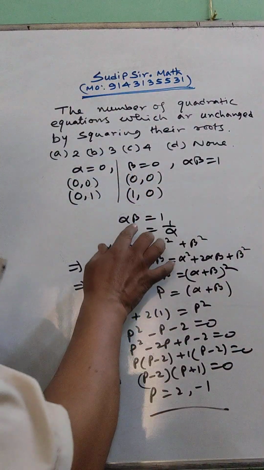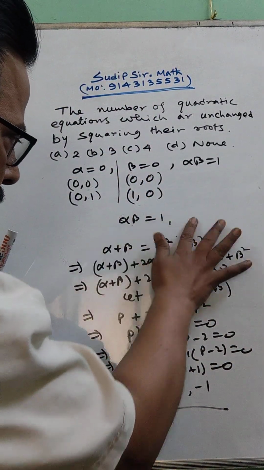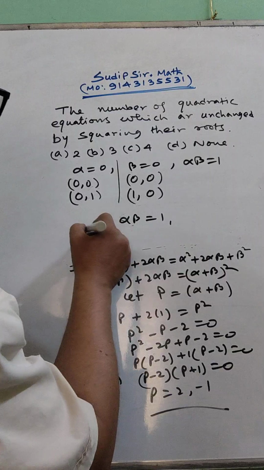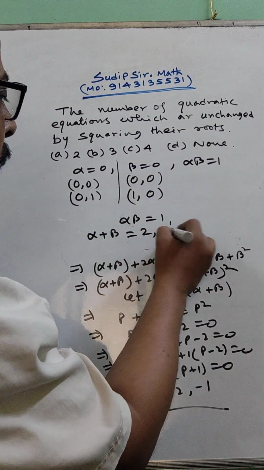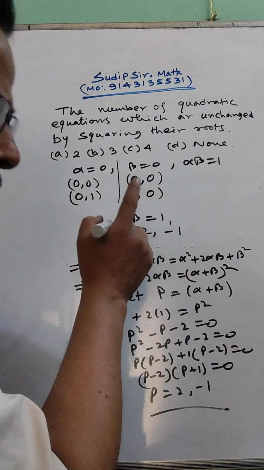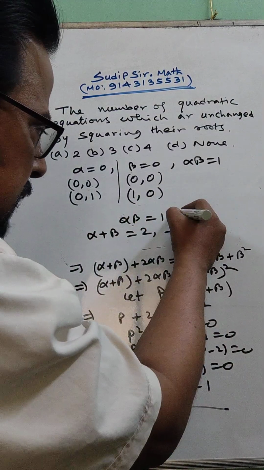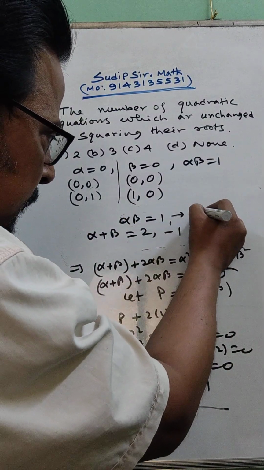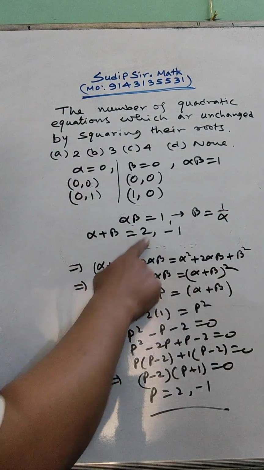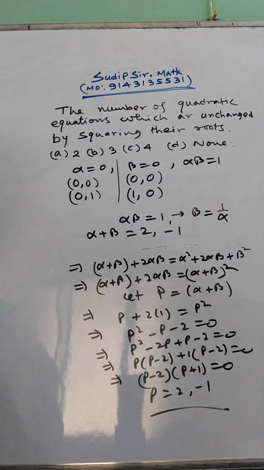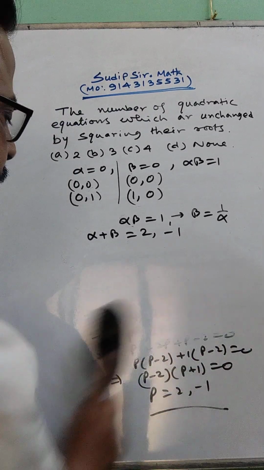Okay. So from this, alpha plus beta equal to either 2 or minus 1. Now we will check from this, and beta can be written as 1 by alpha also. Now we are taking from this, say 2.